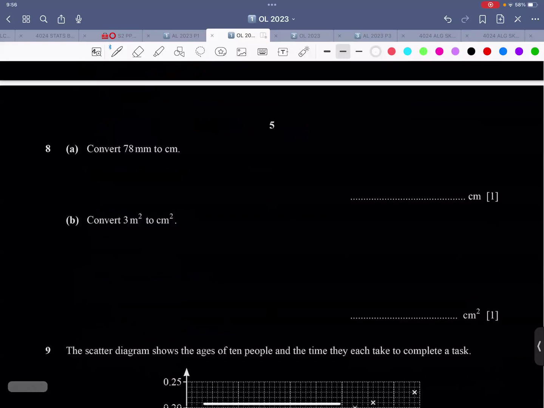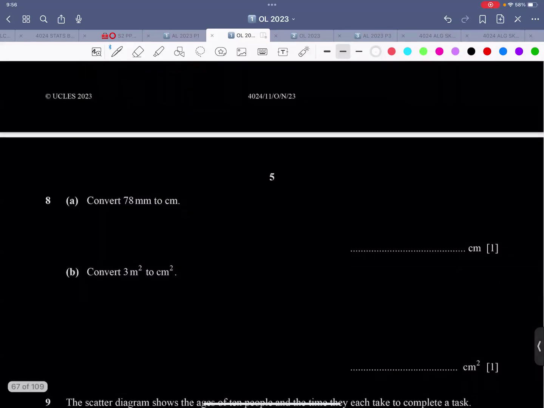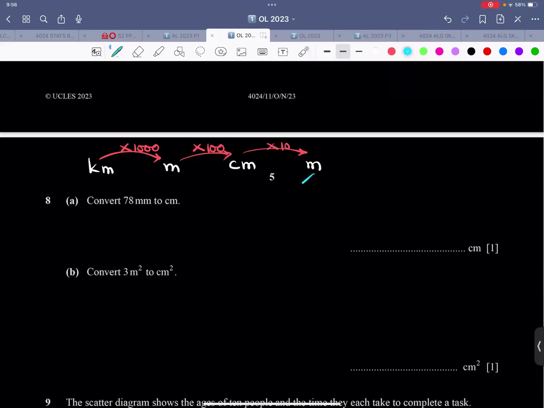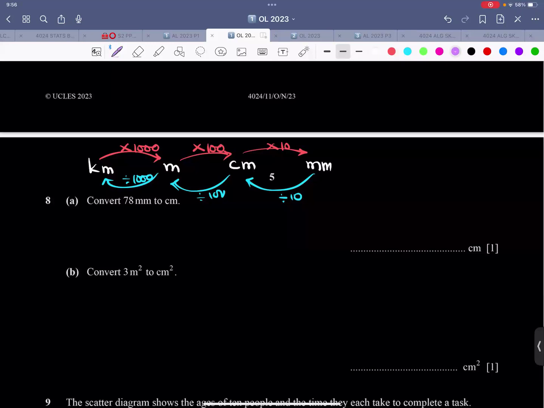Question 7 is down. Convert millimeters to centimeter. So I think all of you must be knowing it. Let me write it down. Kilometer, meter, centimeter, millimeter. Kilometer to meter, multiply by 1000. Then 1 0 is reduced, multiply by 100. Then 1 0 is reduced, multiply by 10. And if you are going this way, it's division by 10, division by 100, division by 1000. So millimeter to centimeter is divided by 10. So 78 millimeter is 7.8 centimeter.